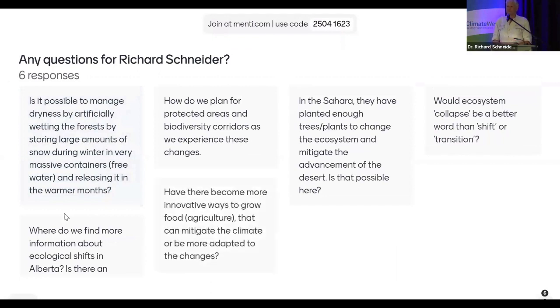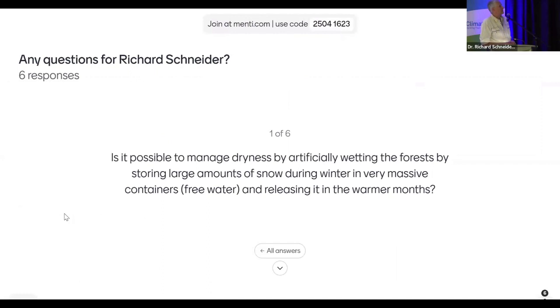Thank you. Let's take one of the questions from the Mentimeter. This one's about artificially wetting forests. Is it possible to manage dryness by artificially wetting the forest, by storing large amounts of snow during the winter in very massive containers and releasing it in the warmer months? I don't have any direct experience here, but at the scales that you saw me talking about, it's tens of thousands of square kilometers. I can't see that being practical.